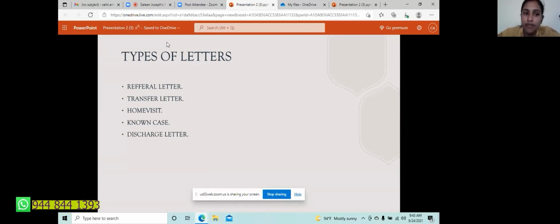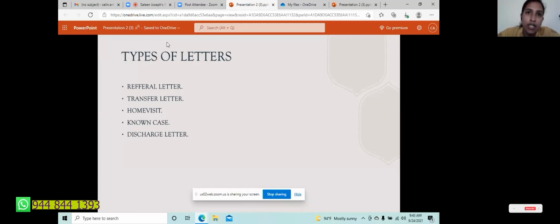There are different types of letters in OET. Mainly we can classify like this. Different persons will have different classification methods. I used to do it like this: there is a referral letter, a transfer letter, a home visit letter, then non-case and discharge letter. These are the major types of letters.